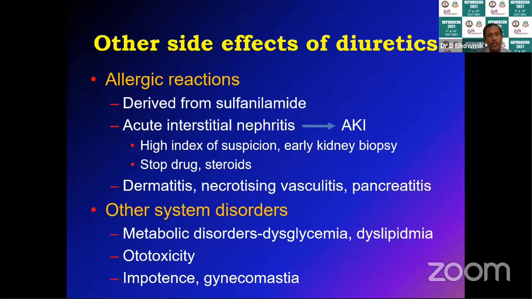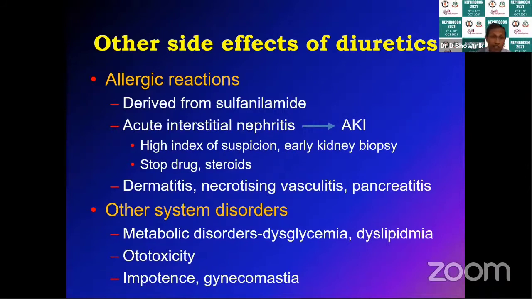One last very important complication of thiazides, and actually we had a case as well, but short of time, I will not be discussing that. One must remember that they can cause allergic reactions because these are derived basically from the sulfur group, sulfanilamide, and they can cause acute interstitial nephritis going on even to AKI.